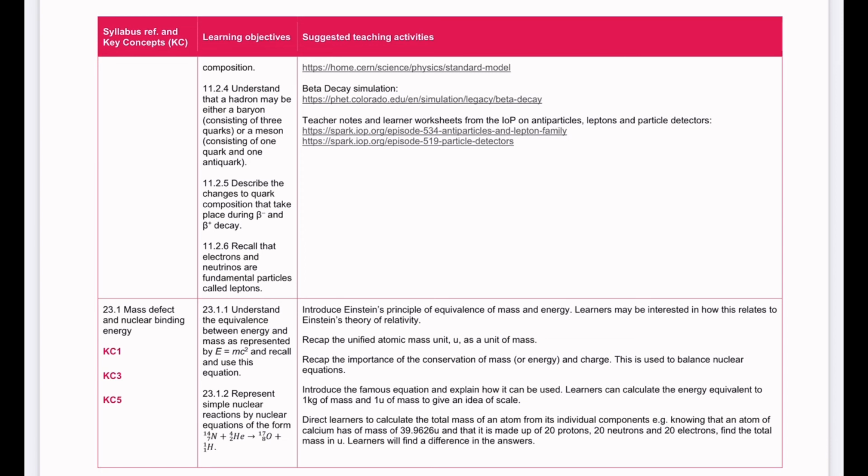23.1.1. Understand the equivalence between energy and mass as represented by E = mc² and use this equation. 23.1.2. Represent simple nuclear reactions by nuclear equations of the form N + He gives O + H.